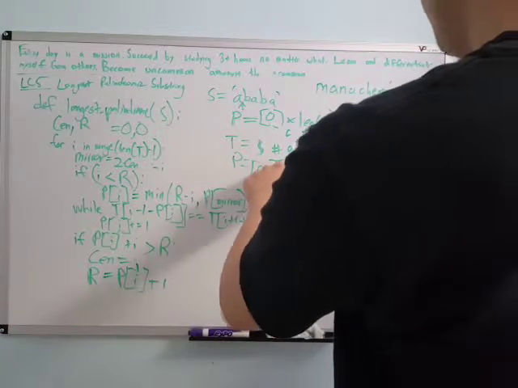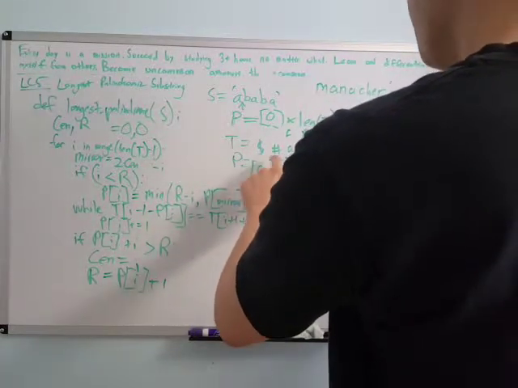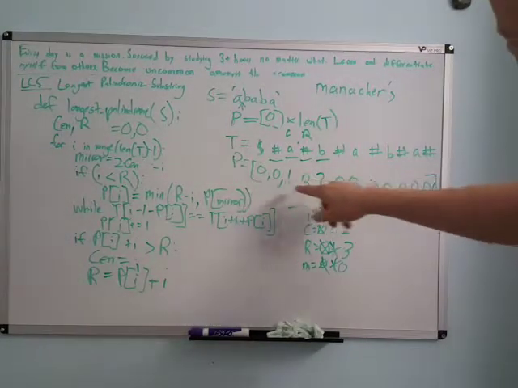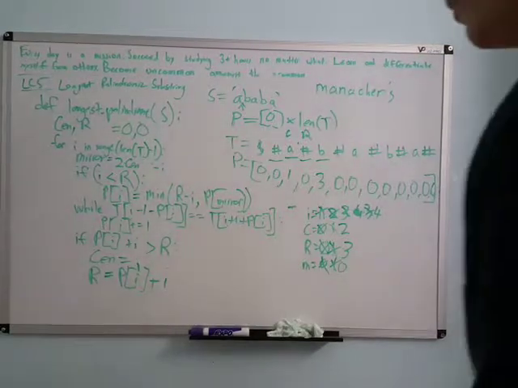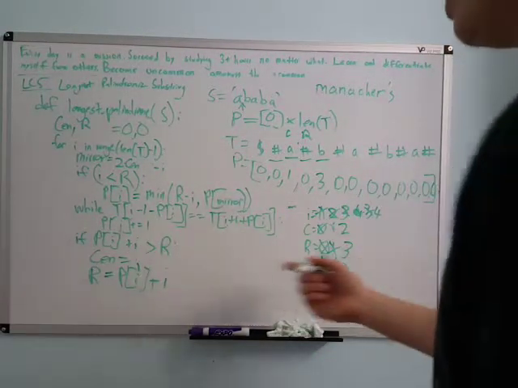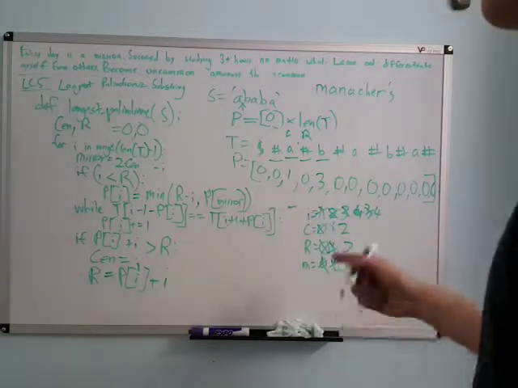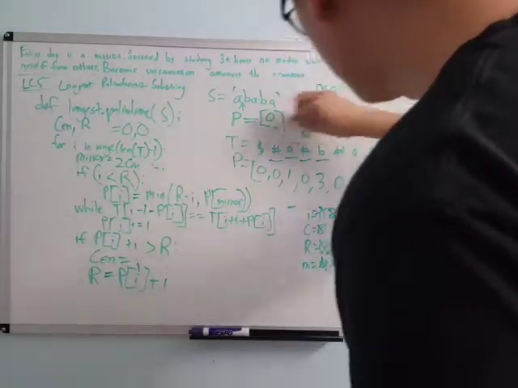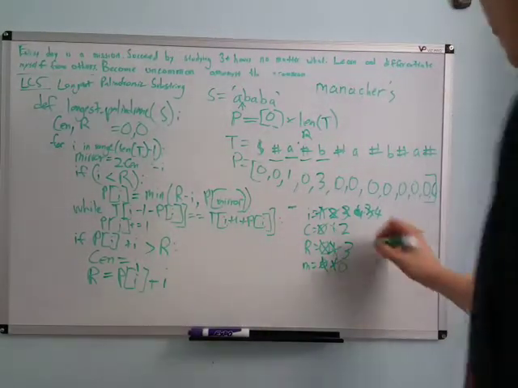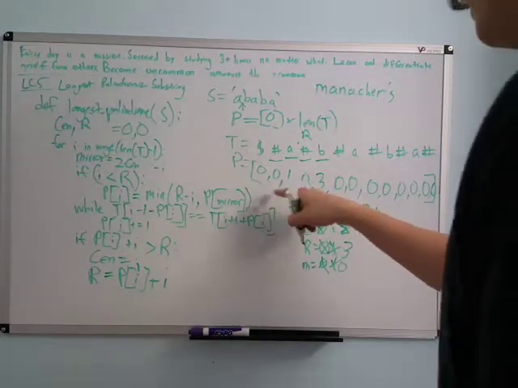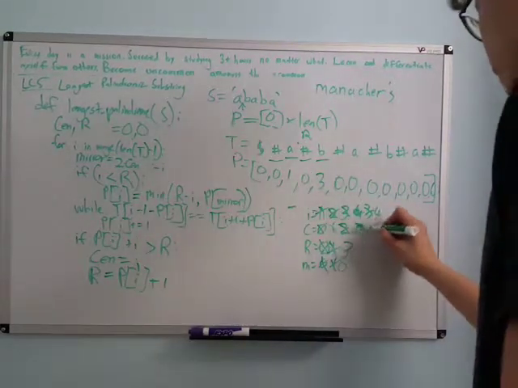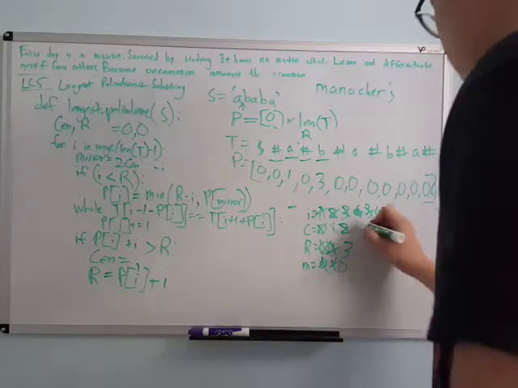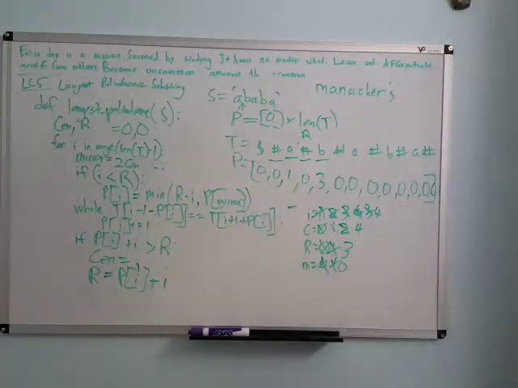2, 3, and these aren't the same. So P of I at index 4 is 3. So P of I plus I, which is 3 plus 4, is greater than R, definitely is. Then we'll update our center to be at I, which is 4. Yeah, I is 4, I just wrote 5. Center is 4.